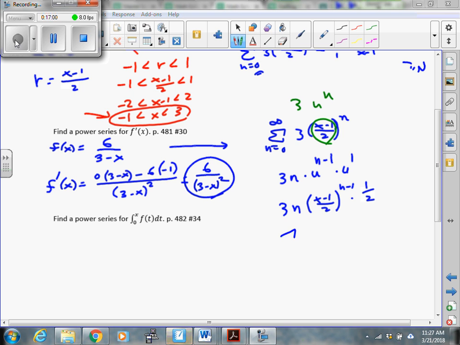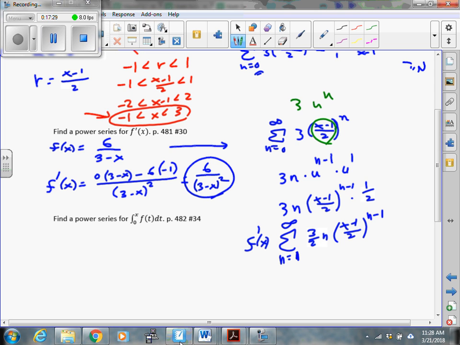So my new series, the series for the derivative, is 3/2 n times (x minus 1 over 2) to the n minus 1. Now, because of the dynamic shift of a derivative, you're losing a power, that makes us start, it used to be a 0, now I'm going to start with 1 and go to infinity.